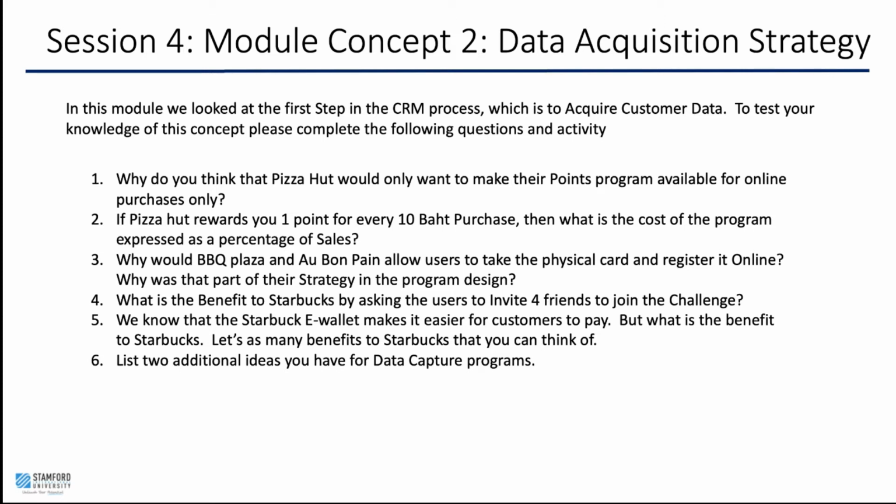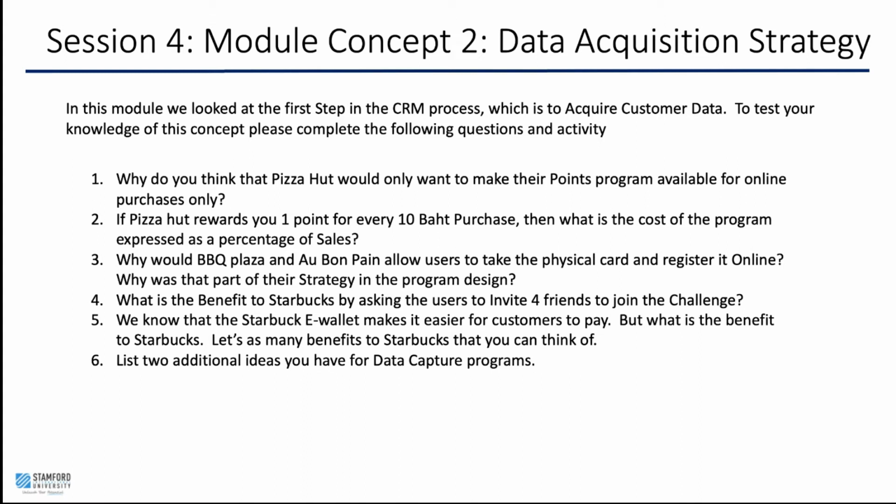So let's run through what I need you to do. Again, just a short quiz. We looked at the first step in the CRM process. To test your knowledge of this concept, please complete the following questions and activity. Number 1, why do you think Pizza Hut would only want to make their points program available for online purchases only? Number 2, if Pizza Hut rewards you 1 point for every 10 baht purchase, then what is the cost of the program expressed as a percentage of sales?